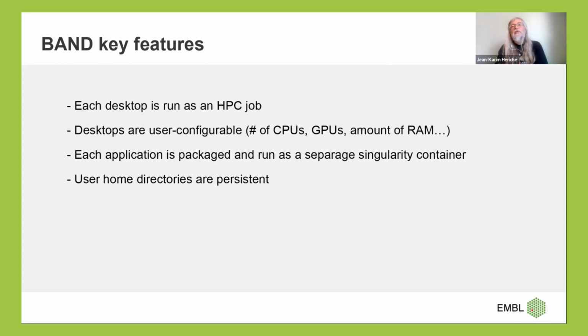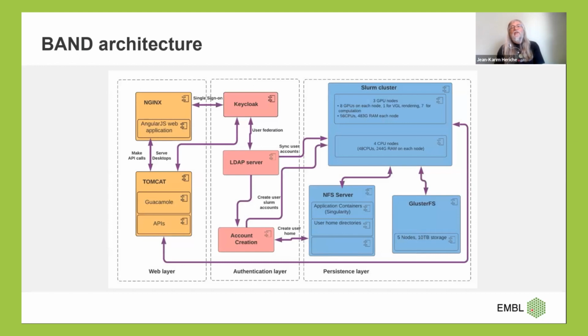So with this, I would go a little bit more into the details. I won't bore you with very deep technical details, but feel free to ask. The way this works is split into three layers. The outside facing web layer, which interacts with your web browser. An intermediate authentication layer that deals with the user accounts. And the persistence layer, which is our cluster, which we run using Slurm.